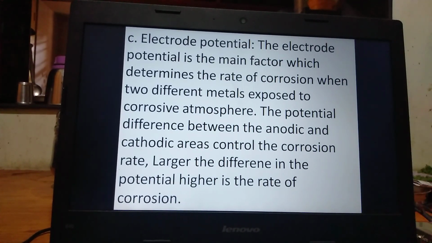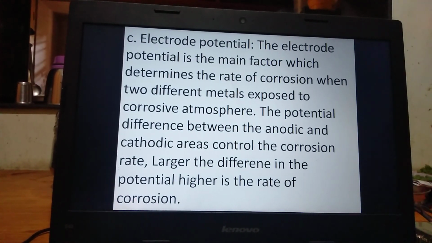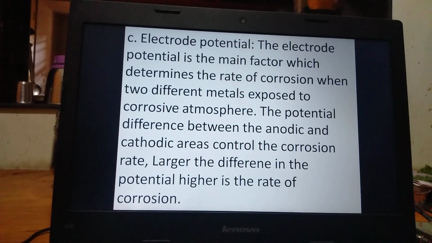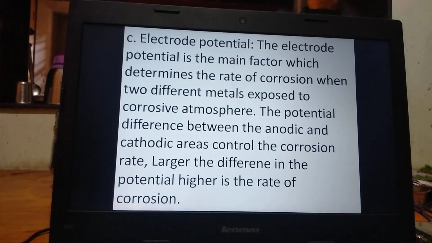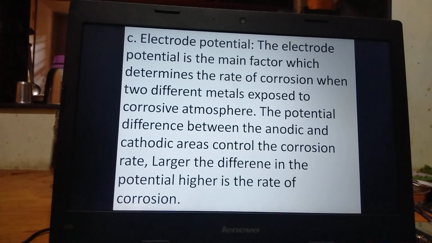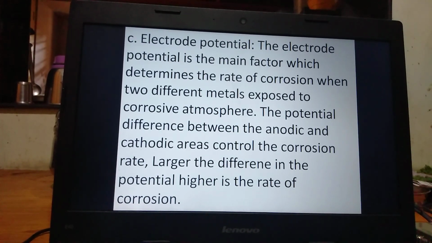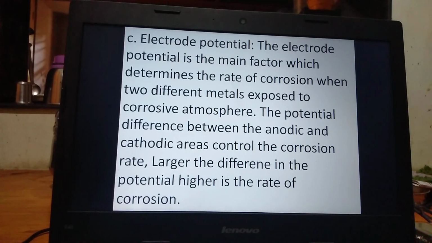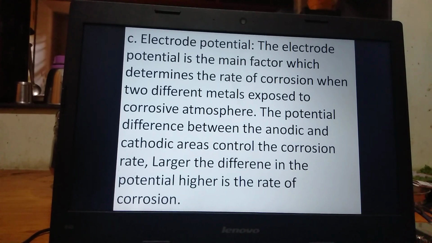Factor number 3 is the electrode potential. The electrode potential is the main factor which determines the rate of corrosion when two different metals are exposed to the atmosphere in contact with each other, that is, galvanic corrosion. The potential difference between the anodic and cathodic areas controls the corrosion rate. Such a potential difference is referred to as an open circuit potential difference. The larger the difference in the open circuit potential, the higher the rate of corrosion.